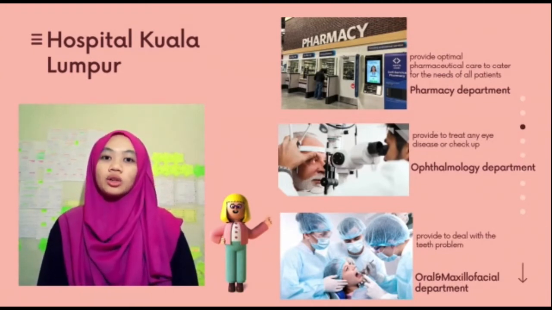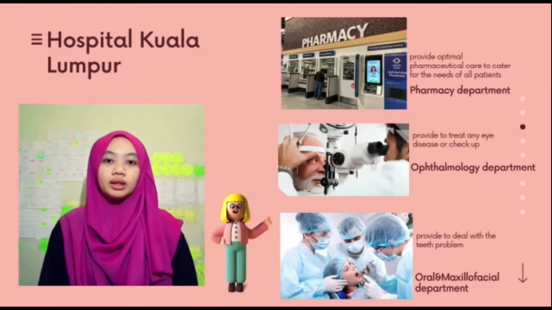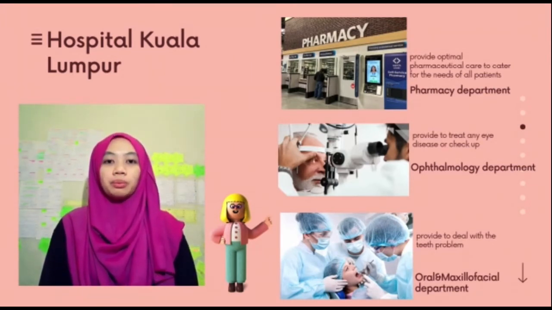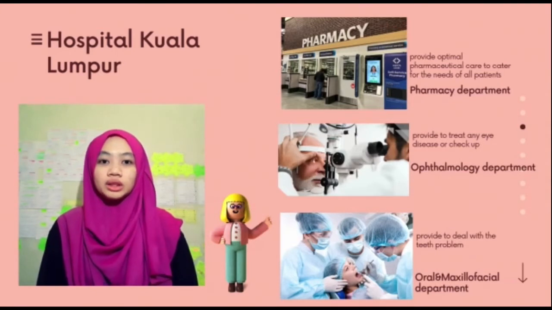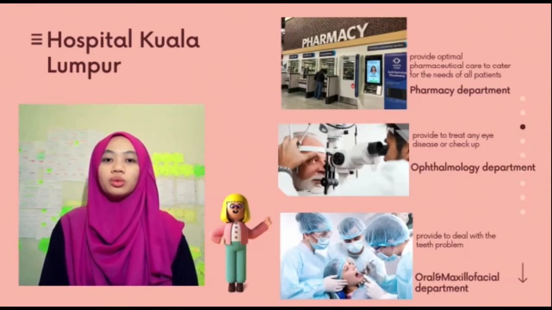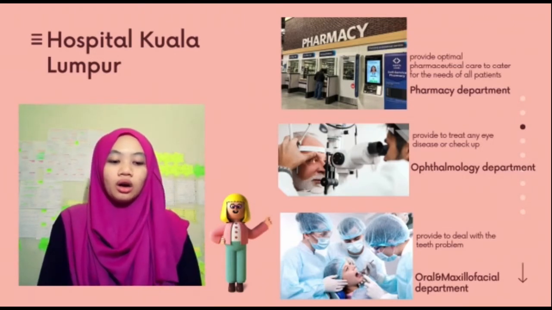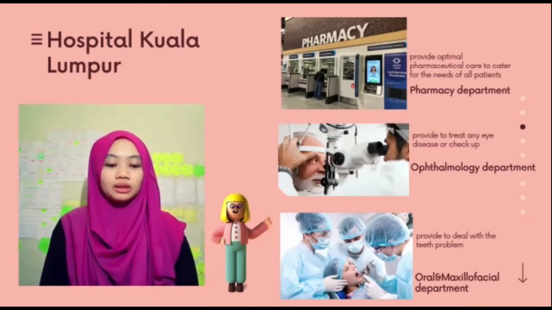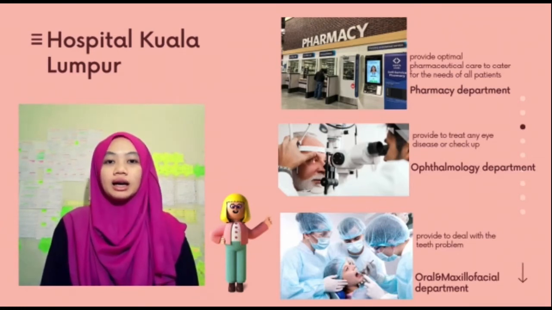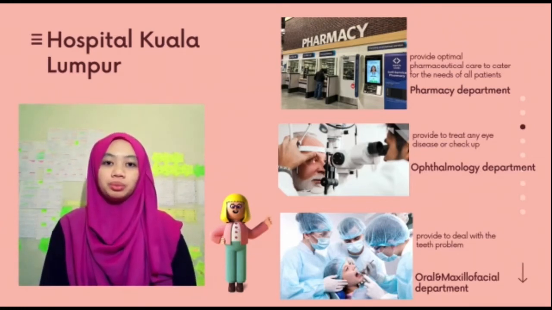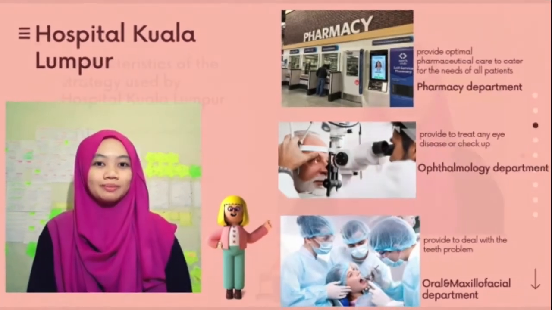There are two examples of companies that use process focused strategy. The first one is Hospital Kuala Lumpur and the second one is Mary Brown. Hospital Kuala Lumpur provides many types of service that include many types of process. One of the services provided in Hospital Kuala Lumpur is the Pharmacy Department, Ophthalmology Department, Oral and Maxillofacial Department, and many other departments.